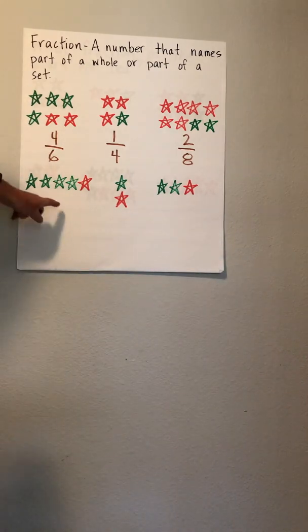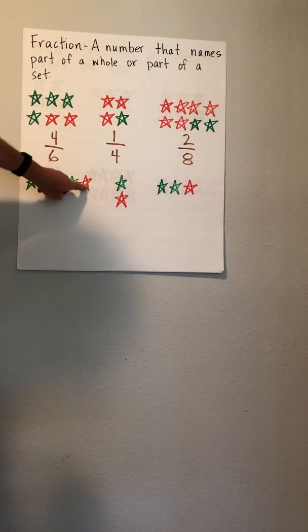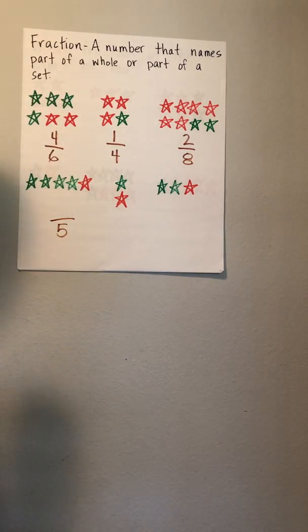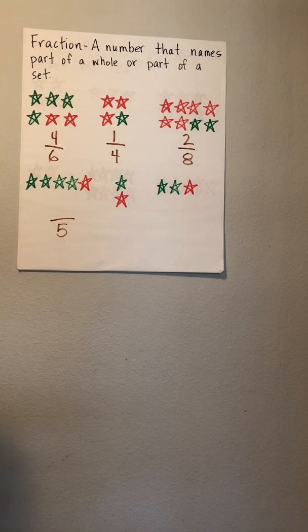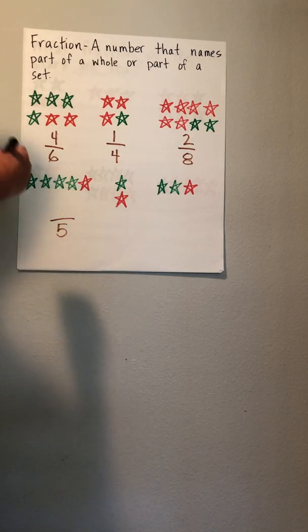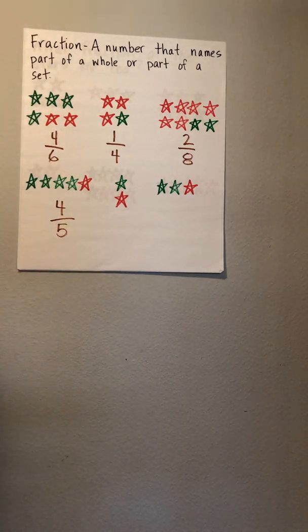Okay, let's look at this one here. How many stars do we have all together? 1, 2, 3, 4, 5. Okay, so we're going to be dealing with fifths. Now, how many of the stars are green? 1, 2, 3, 4 are green. So, 4/5 of the stars are green. 4/5 of the stars are green.